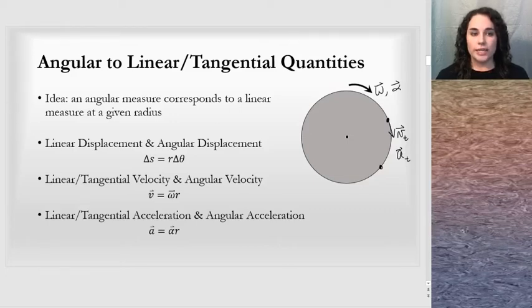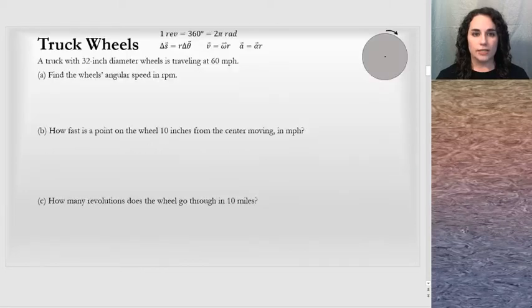Let's work on an example problem that covers these concepts. And I've put up here the equations for us to have very conveniently. This is the truck wheels problem, and I put a wheel over in the corner for us to draw on. It says a truck with 32-inch diameter wheels is traveling at 60 miles per hour. So I'm going to assume this wheel is rotating at a constant speed. It just says 60 miles per hour. And this is a linear or tangential speed, not an angular speed.